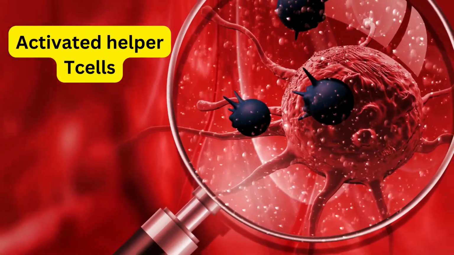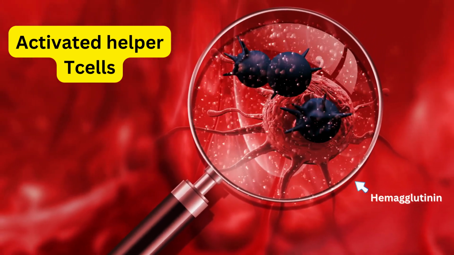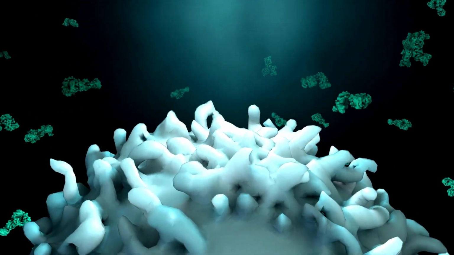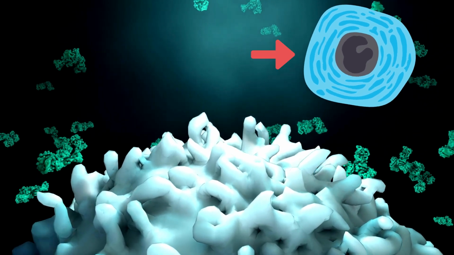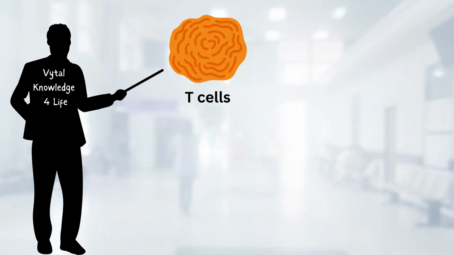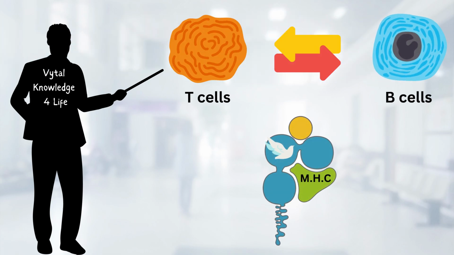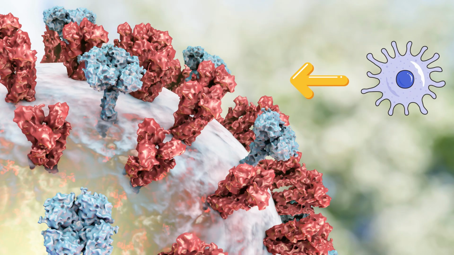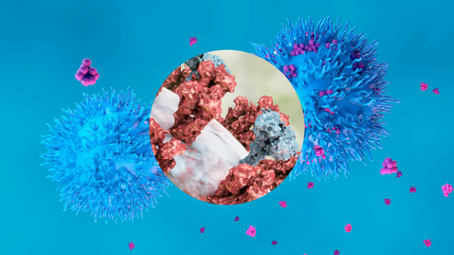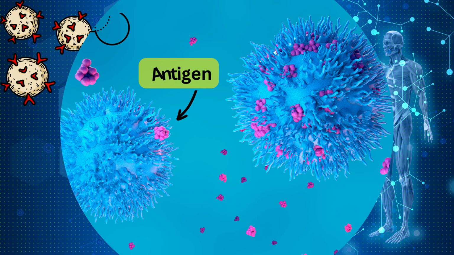Activated helper T cells express receptors specific to the vaccine strain's hemagglutinin on their surface and play a significant role in generating antibodies and activating memory B cells. Unlike T cells, B cells can directly engulf hemagglutinin independently of the MHC. After internalizing hemagglutinin, B cells process the antigen and present it on their surface in combination with an MHC molecule.